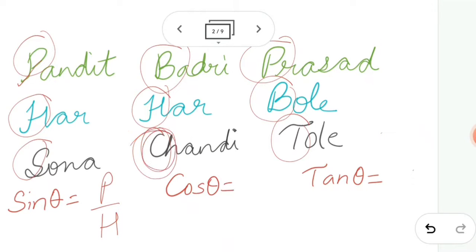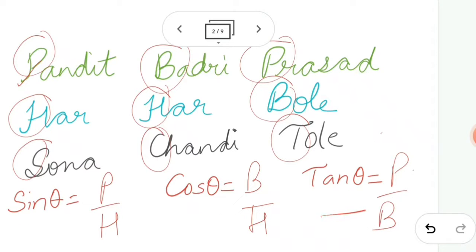Similarly here Chandi word is denoting cos theta. It is equals to base upon hypotenuse. Similarly for tan theta we will have perpendicular upon base. So using this trick we can remember these 3 trigonometric ratios formulas. Sin theta equals to perpendicular upon hypotenuse, cos theta base upon hypotenuse, tan theta perpendicular upon base.